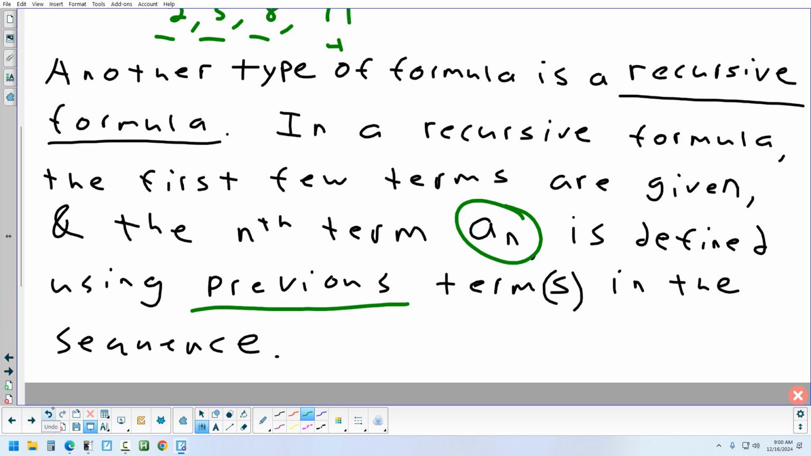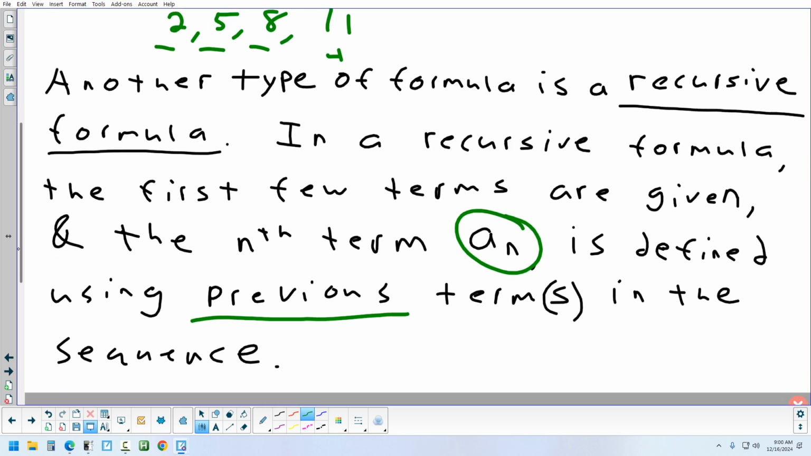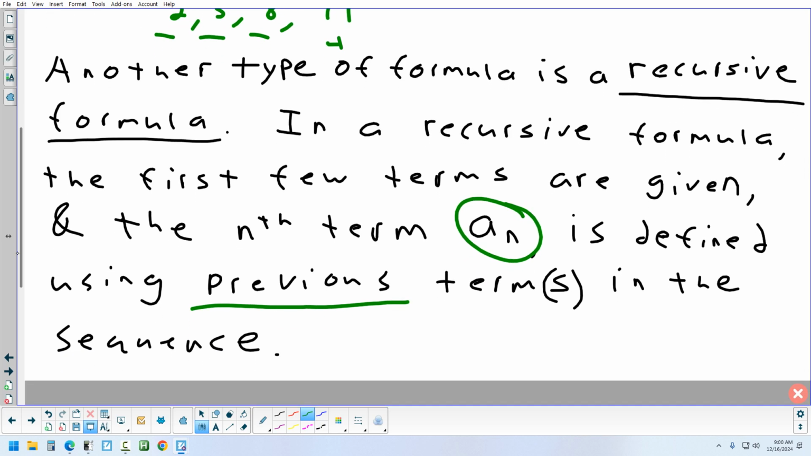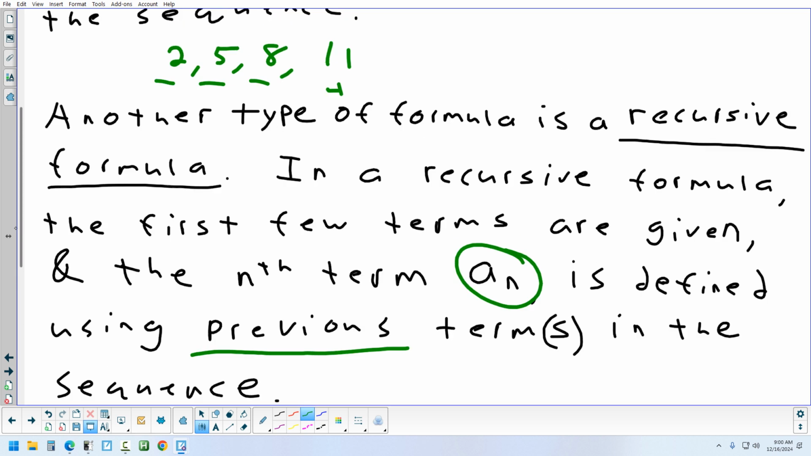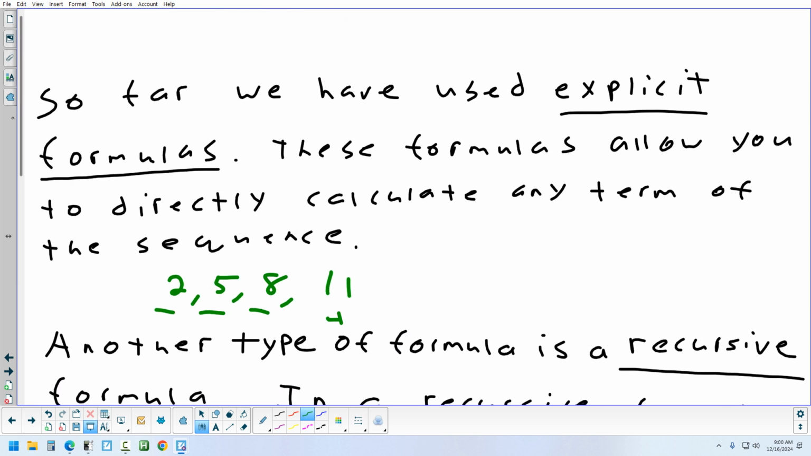Just because it's not as great of a formula, it doesn't mean I won't ask you for it. I might still ask you, find a recursive formula for the following. But I'm definitely going to ask you to find explicit formulas.